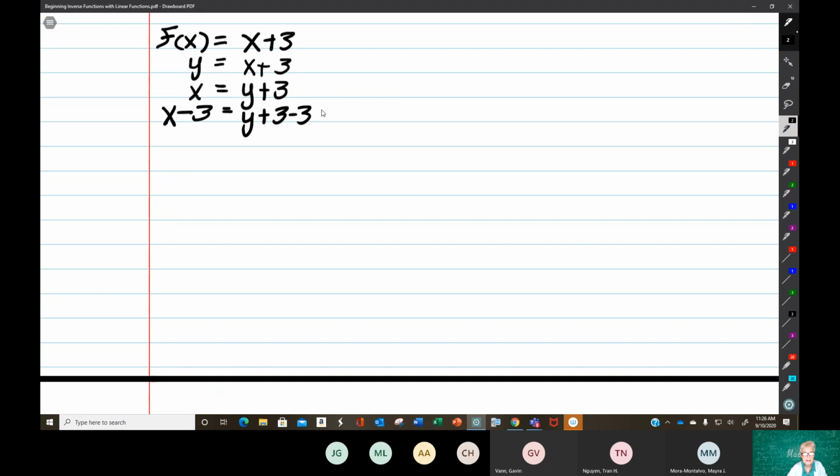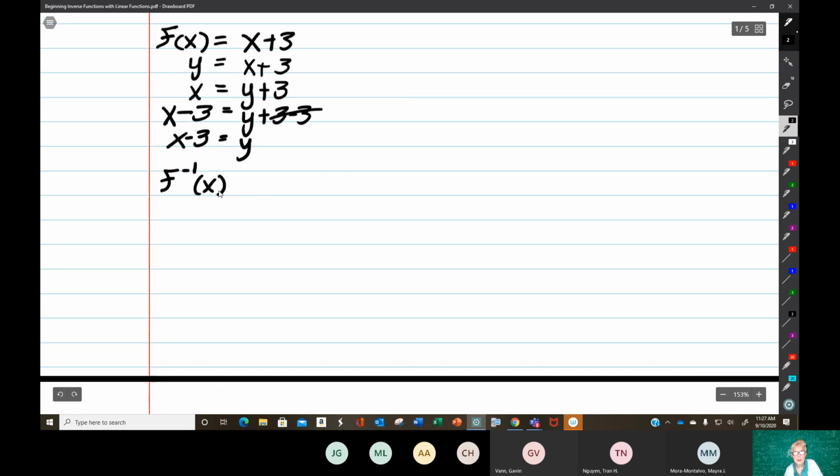Three minus 3 is 0. So y equals, I wanted to make it super easy. And so our inverse function is going to be f inverse of x.